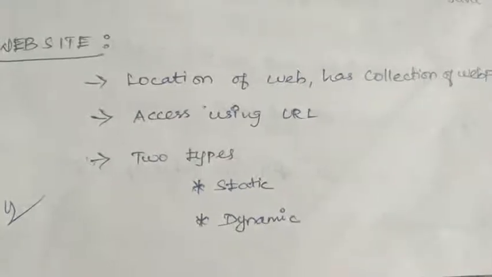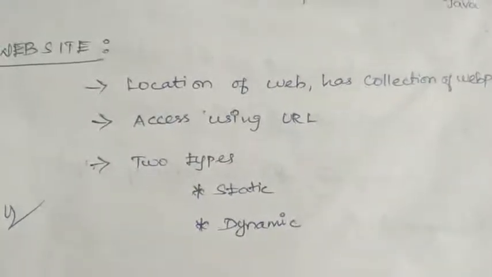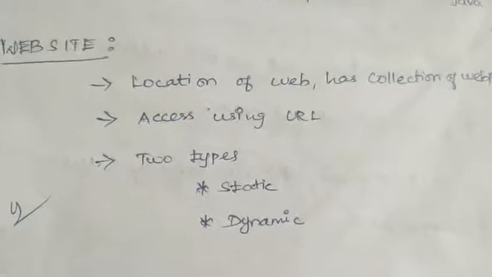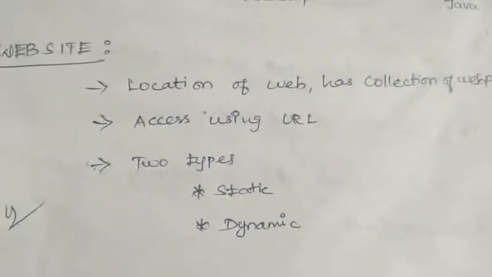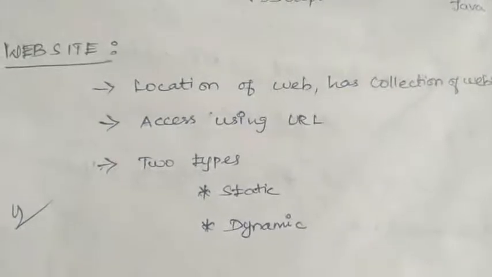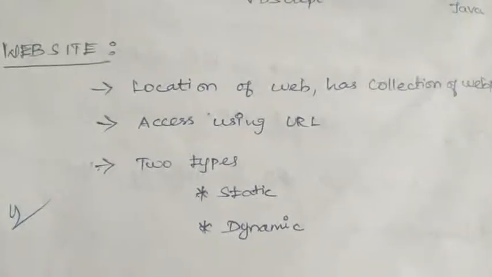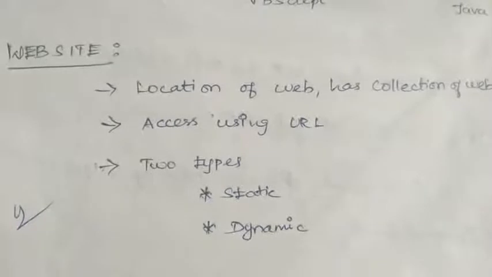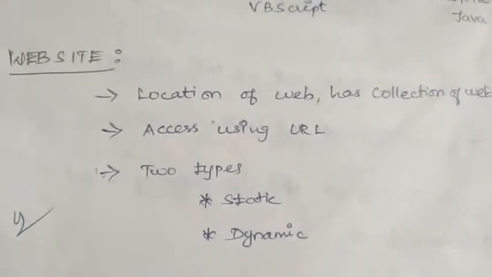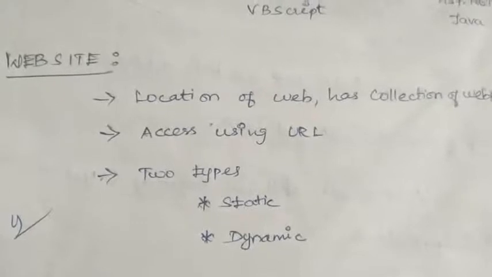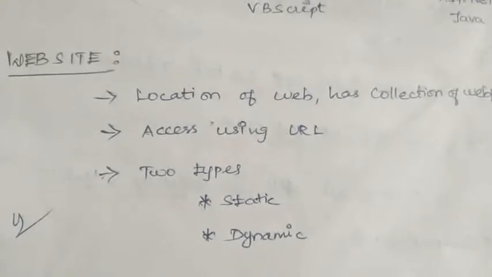See about website. It is a collection of web pages and related content that is identified by a common domain name and published on at least one web server, that is called a website. It is accessed using URL. It has two types: static website and dynamic website.